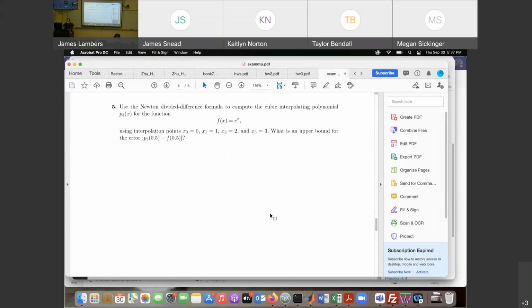And then the last question, what I covered earlier this week, Newton interpolation. So another interpolation problem, write the polynomial in Newton form. That involves computing divided differences. And again, estimating the error at a point.